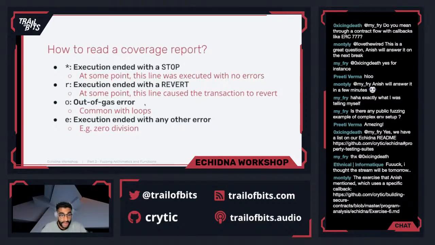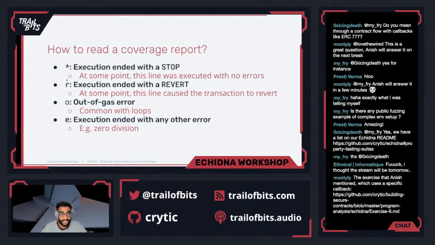Same argument with O, out of gas. This is common with loops. And then E is execution ended with any other type of error, such as zero division, overflows, or anything like that. So in practice, the ones we'll talk about today are the star and the R. Those are the ones that you're more likely to see.